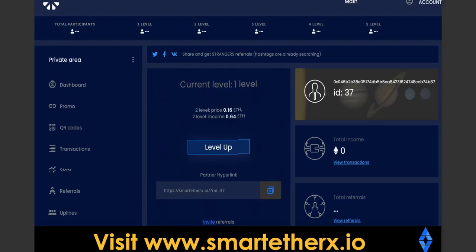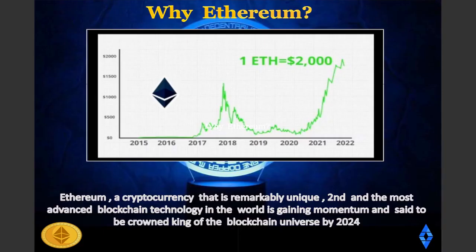You can visit the website smartetherx.io for knowing all the details that pertain to your smart contract. You can check details such as your ID, your transaction details, your income, the number of referrals, which level they are on, and your level as well.